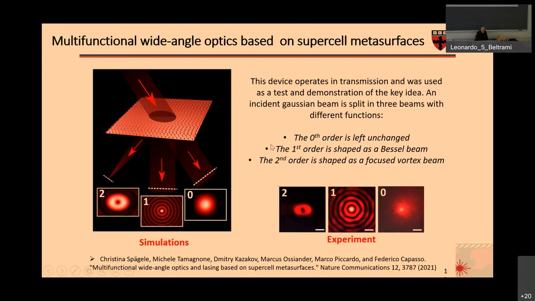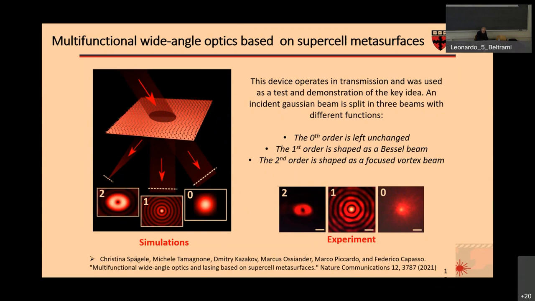These are the simulations you see, and these are the experiments for such a thing. Here the angles can be as high as plus or minus 60 degrees. It was designed so that the transmission efficiency was comparable, around 30% for each diffraction order. So we consider this a very significant development in terms of extending the application space of metasurfaces.